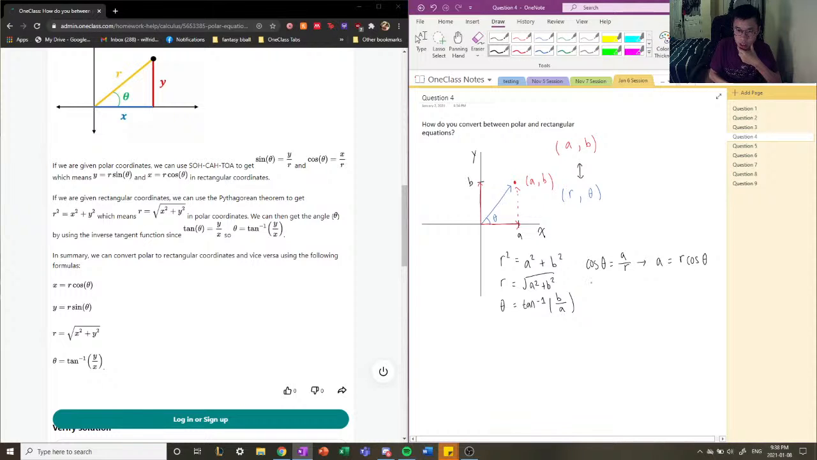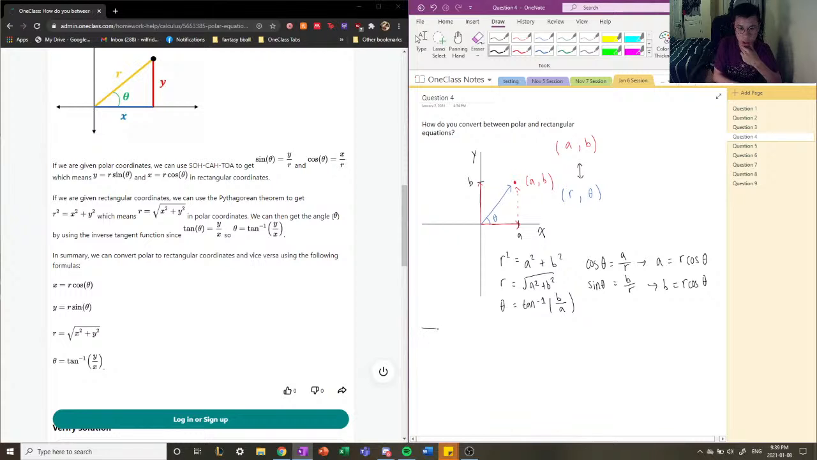Okay, in a similar fashion, sine theta is equal to the opposite side, or our y coordinate length, divided by the hypotenuse. And if we were to isolate for b, we would get r sine theta. So that's how you convert from polar to rectangular. Okay, so this is rectangular to polar, and this is polar to rectangular.